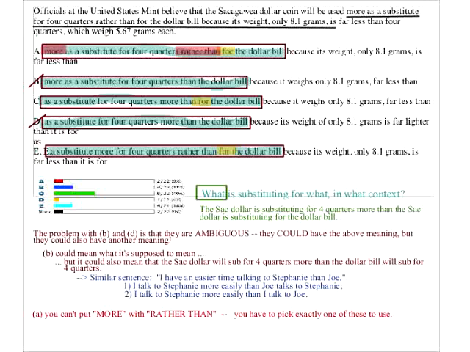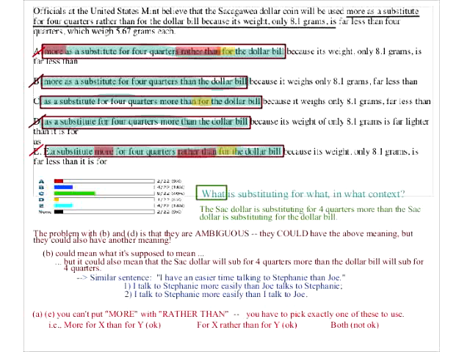So like more for X than for Y, that's okay. If you say for X rather than for Y, that's okay. But both of these is not okay. And then E has the same issue. More rather than, that's not okay either. So redundancy issues. Any questions about these? So we've eliminated B and D because of the ambiguity. We've eliminated A and E because they are redundant. That gives us C.